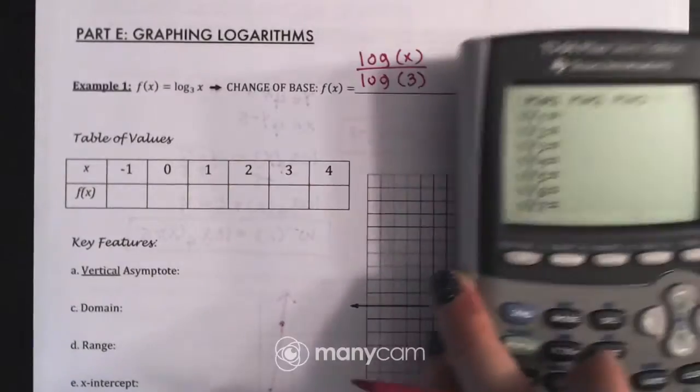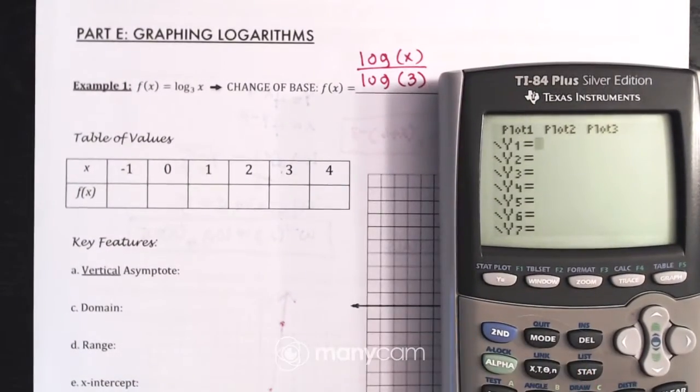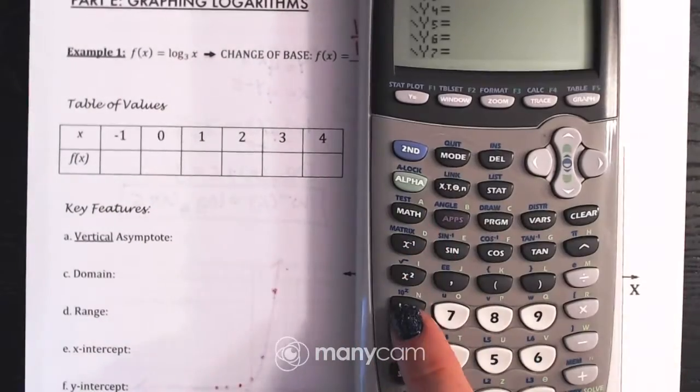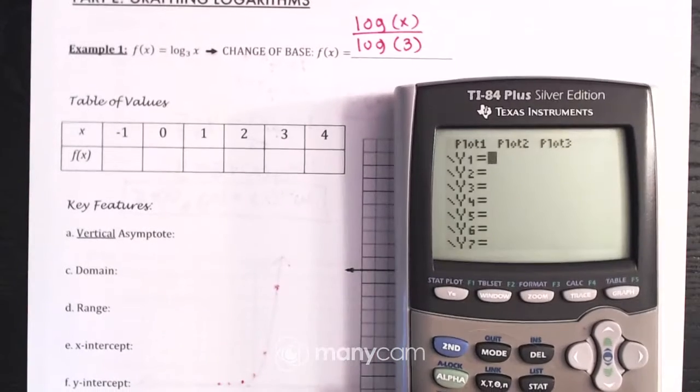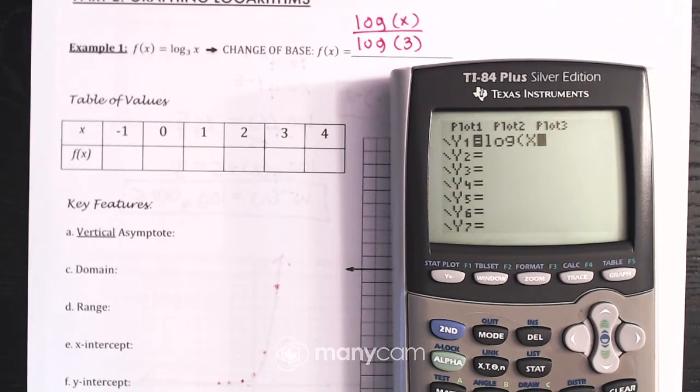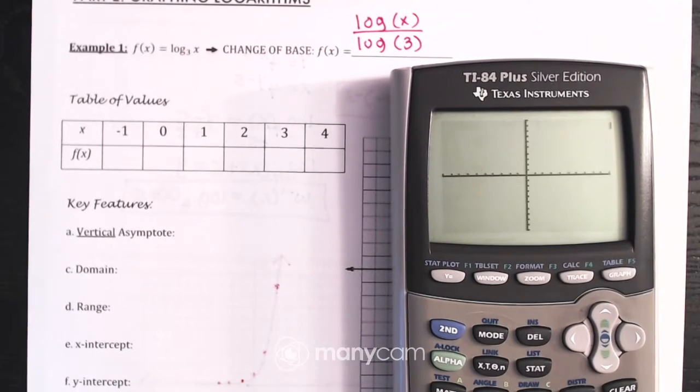So when I type that into my calculator so I can graph it, log button is down by the 7. So I'm going to type log of x, close parentheses, divided by log of 3, close parentheses. Click graph.